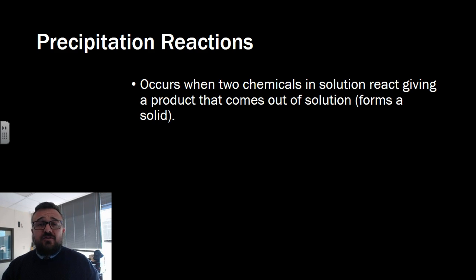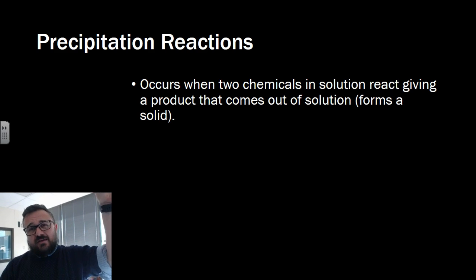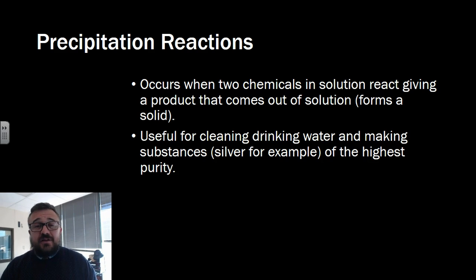So, precipitation reactions. These occur when two chemicals in solution react, giving a product that comes out of solution, or forms a solid usually. Now remember, precipitation: snow, rain. These are precipitations. So we have vapor in the air that is a gas, and then it falls out of the air as a liquid or a solid, depending on snow or water. So they're useful for cleaning drinking water, and they're also really useful for getting the highest purity of a solid out of a substance.